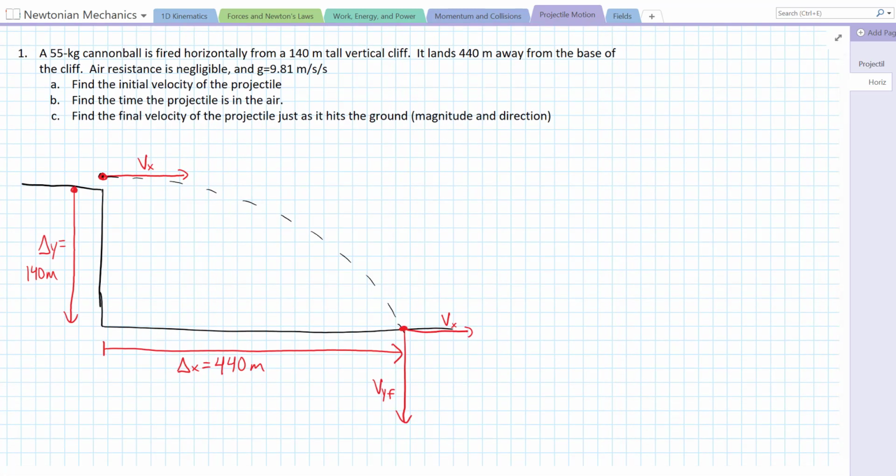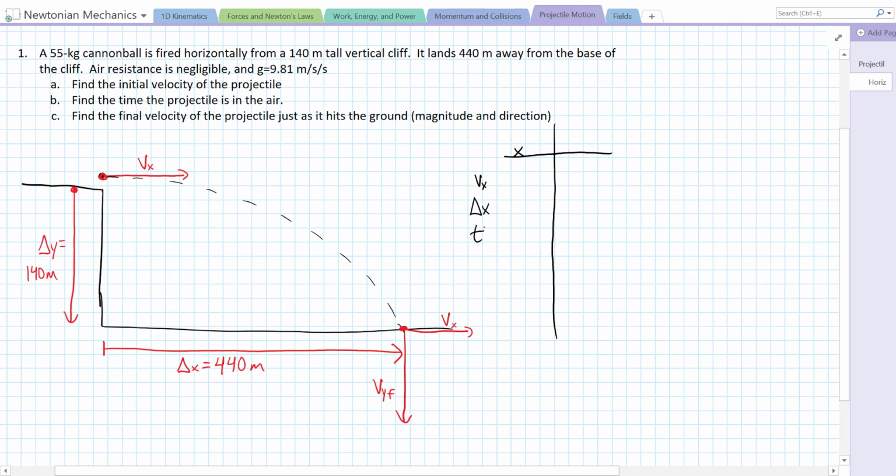So next up we need to set up our table of variables. We have our x variables, our horizontal variables. Our x variables are Vx. Since velocity is constant, Vx is always the same. We have delta x, displacement in the x direction, and we have time. In our y direction we have Vy initial, Vy final, acceleration in the y direction, displacement in the y direction, and time.